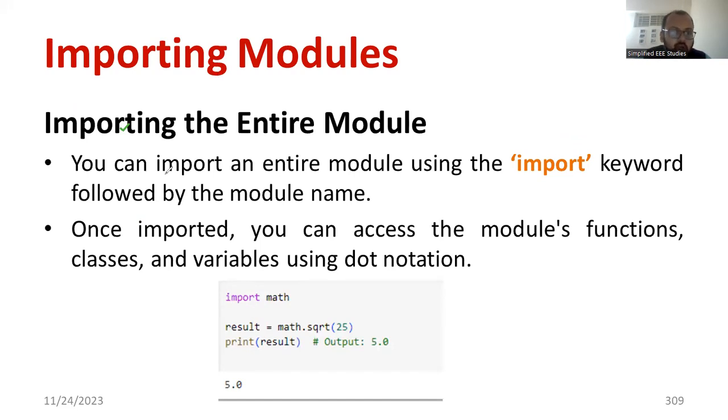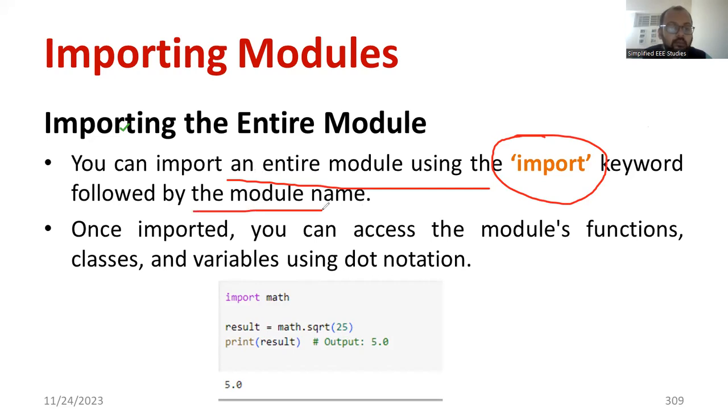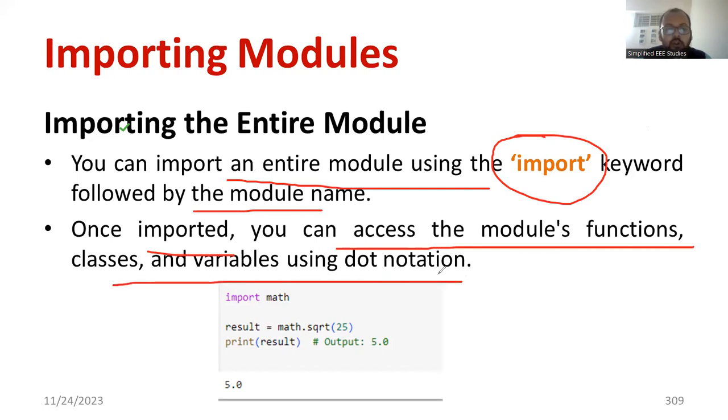As you can observe, you can import an entire module using the keyword import. So, one important question: how to import a module in Python? Of course, you can use the keyword import. Using the keyword import, you can easily import the module by mentioning the module name. First import, then the name of the module. Once it is imported, you can access the module's functions, classes, and variables using dot notation.